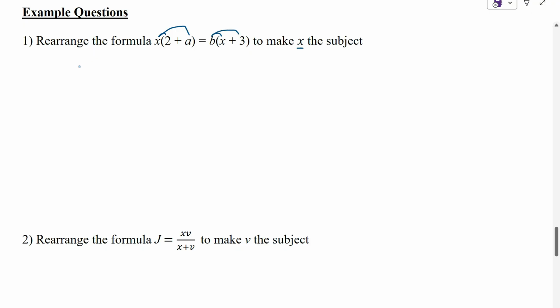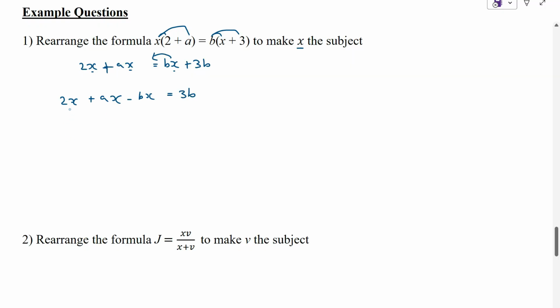So that will give us 2x + ax = bx + 3b. Now we want to get all of the x's on one side and all the other terms on the other side. So we can see here we've got x, x, and x here. So let's take this term over. That will give us 2x + ax - bx.